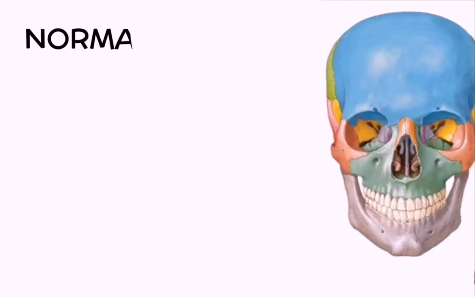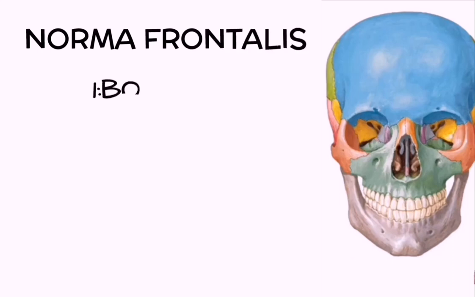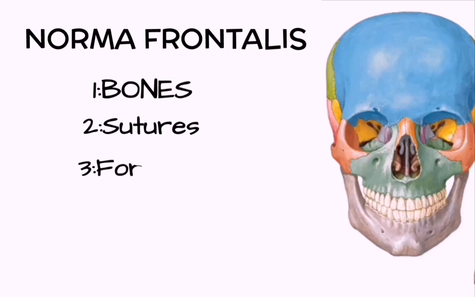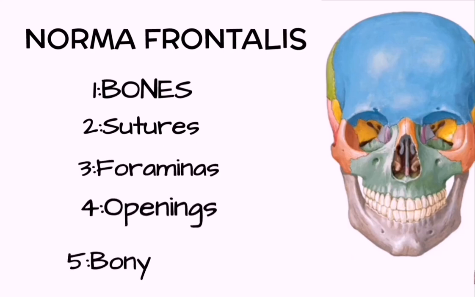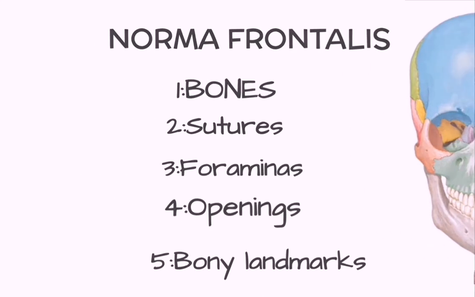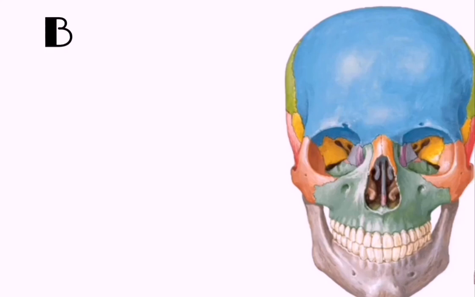In the norma frontalis, we'll first talk about the bones, then we'll talk about the sutures, the foraminas, the openings, and finally we'll talk about the bony landmarks. So let's talk about the bones related to the norma frontalis.